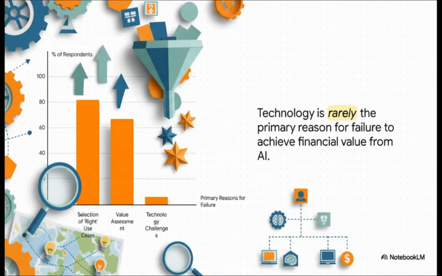And look, the data on this is just wow. It's staggering. When leaders were asked why their AI projects failed to deliver value, a whopping 82% said it was because they picked the wrong use cases. Now, compare that to actual tech challenges, which is way down at just 6%. Let that sink in. The problem isn't building the AI. It's choosing what to build.